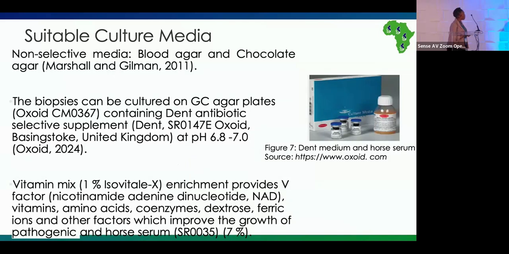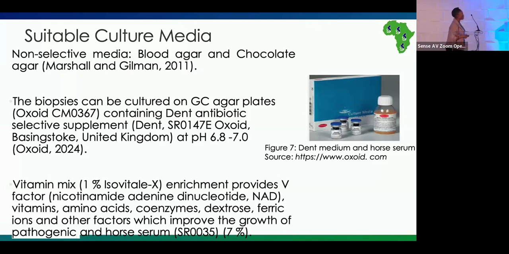After incubation, Dent medium and supplements, vitamin mix, are added. Here is a picture of the Dent medium. It's a selective supplement that contains vancomycin, polymyxin, amphotericin B. This is meant to inhibit contamination from fungi and yeast during culture. And the vitamin mix contains nicotinamide adenine dinucleotide, vitamins, amino acids, some enzymes, and some other nutrients.